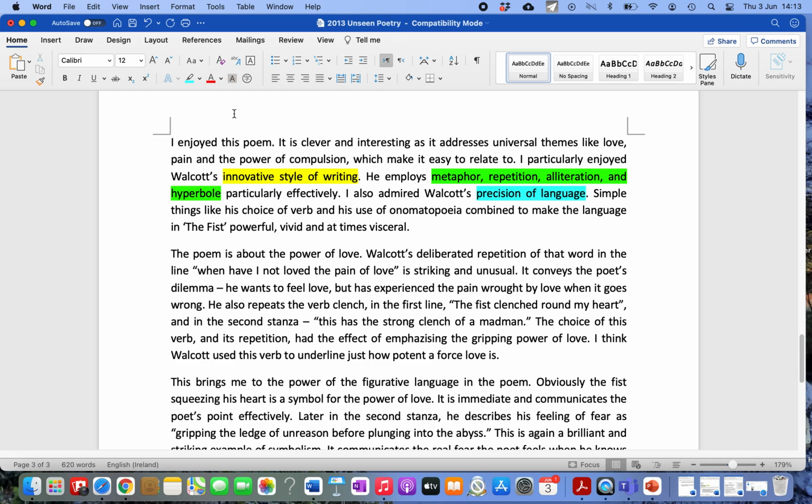Simple things like his choice of verb and his use of onomatopoeia combine to make the language in The Fist powerful, vivid, and at times visceral. Visceral means kind of raw and uncomfortable. But powerful, vivid, and visceral, they all mean good. So when they ask you to discuss the use of language, well, I think his language is good. You know, that's an opening.